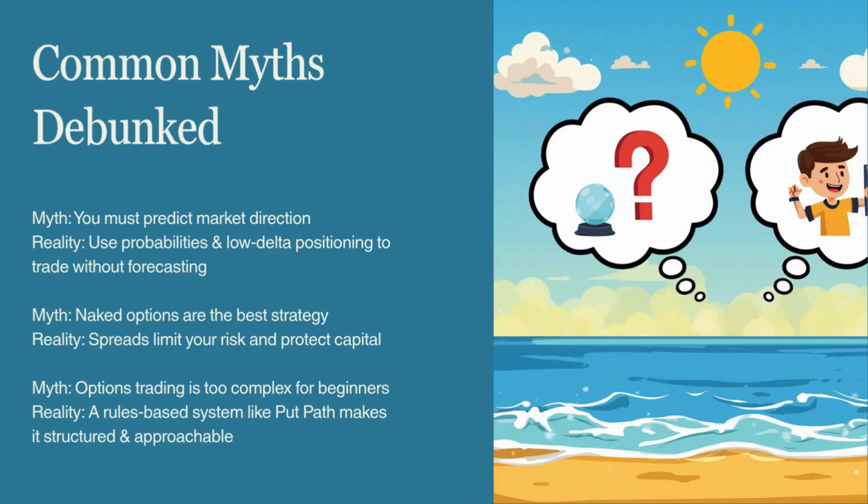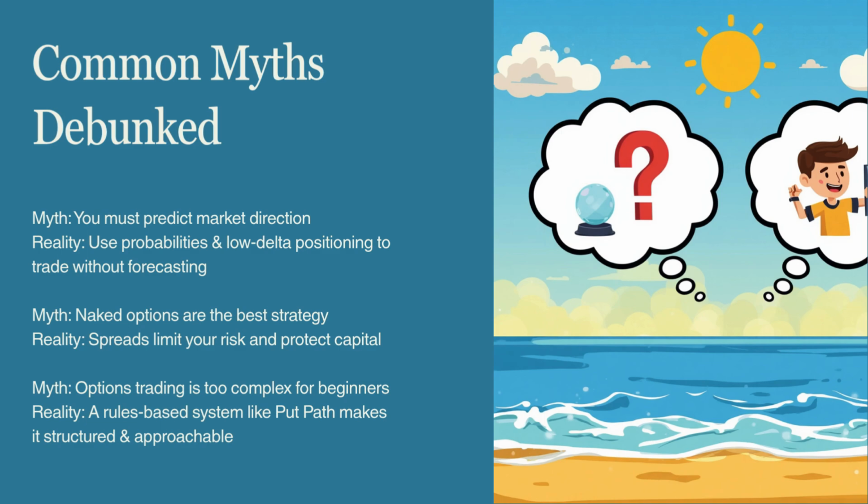Another myth is that naked options are the best strategy. A lot of people trade cash secured puts, they trade strangles, and those are great if you have a huge account size and you really know what you're doing. However, for the large majority of traders, they can't support that amount of capital, and they have to use spreads to limit their buying power reduction and have a chance of making a good profit.